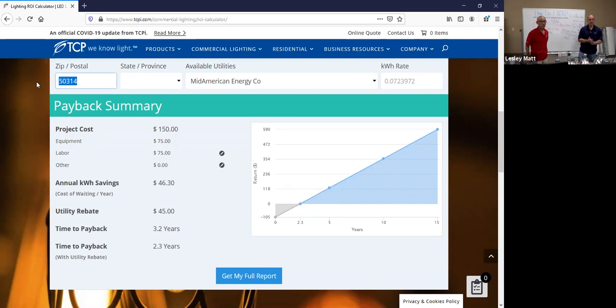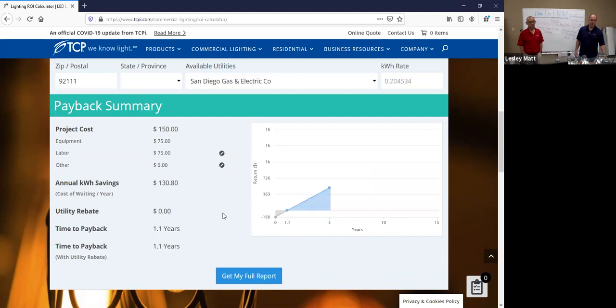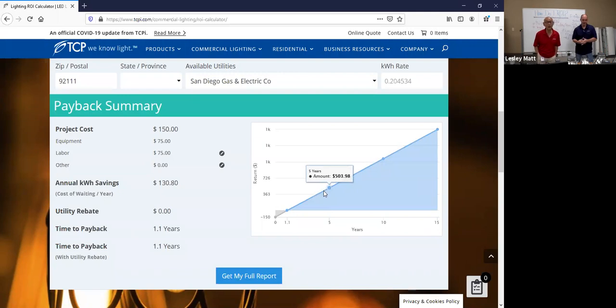But you know what? I'm going to do you one better. I'm going back to California. Let's check that California one because that was crazy. 20 cents a kilowatt hour. Because this is really where you're probably going to see a lot of savings. Look at that. 1.1 years payback, even with no rebate. You don't need the rebate. Payback's 1.1 years, $500 savings.